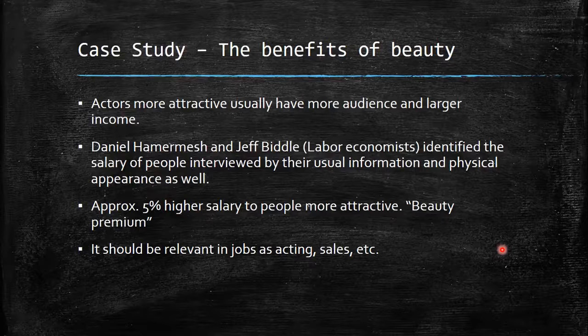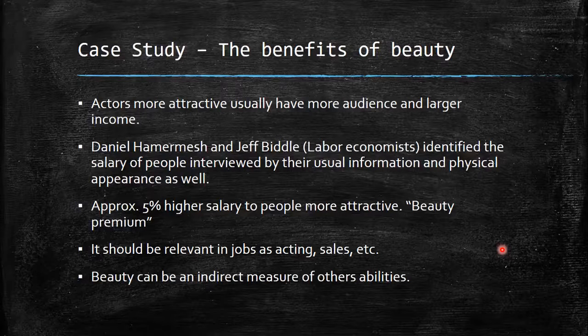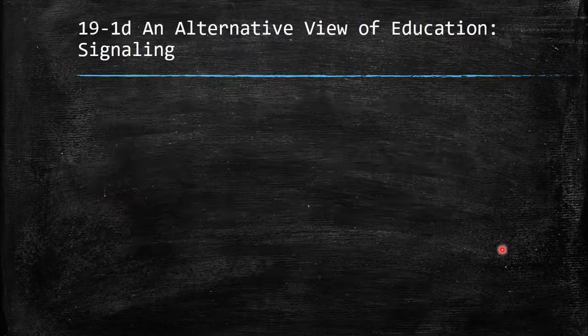This is what is called, after this research, the beauty premium. Then you can see that maybe in some kinds of work it could be relevant, such as acting, sales, etc. Beauty can also be an indirect measure of other abilities. Some studies have reported that people who are beautiful or well presented are maybe more confident. They are sure about what they are saying. So this could fit better with different employers. So that could be a case.